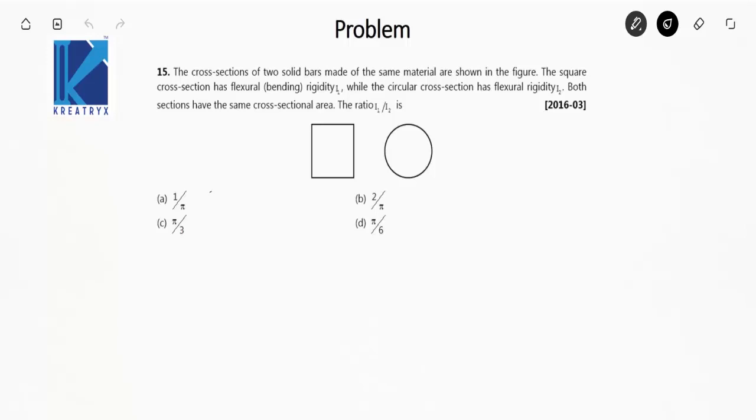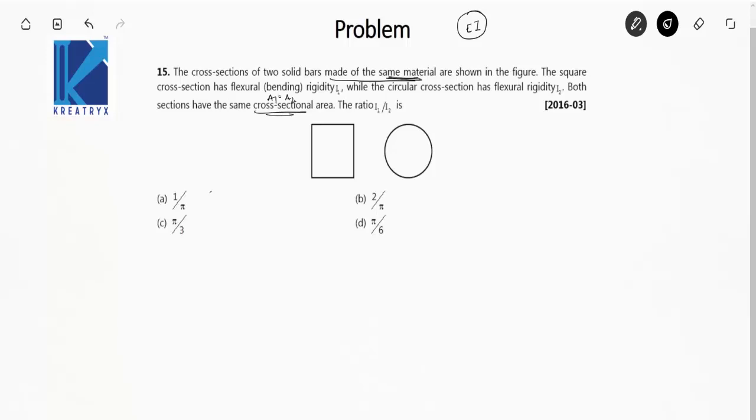Next problem: the cross sections of two solid bars made of the same material are shown in the figure. The square cross section has flexural rigidity I1 while the circular cross section has flexural rigidity I2. Flexural rigidity is EI. For the first cross section, that is the square, its value is I1, and for the circular cross section its value is I2. Both have the same cross sectional area, so A1 is equal to A2. I have to find the ratio of I1 and I2.